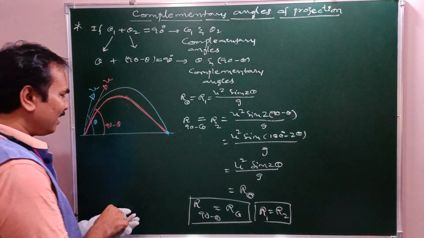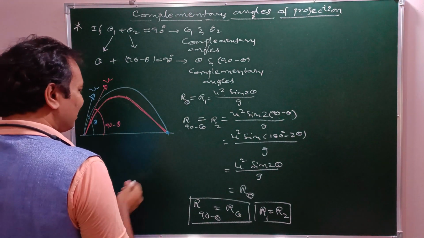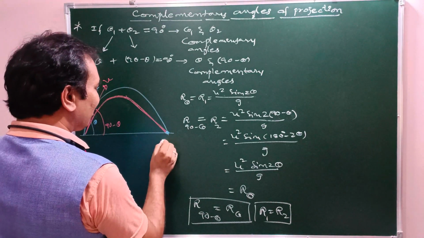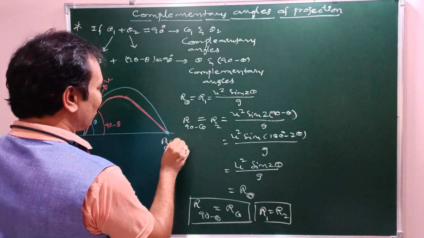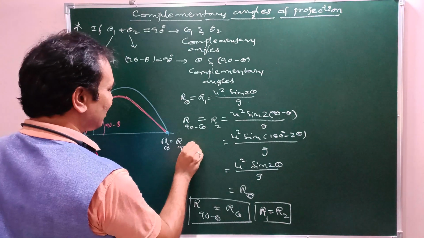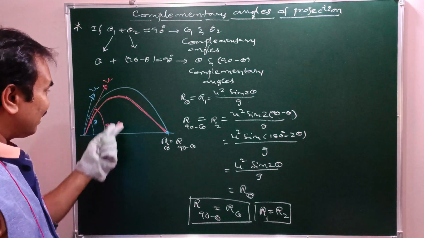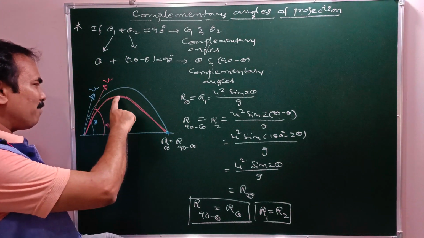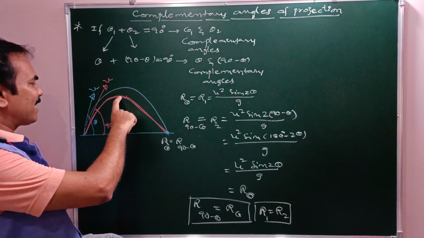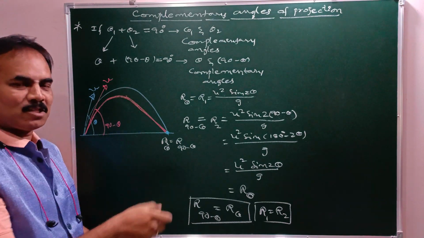So here R at theta becomes equal to R at 90 minus theta. Am I right? But the maximum height is different. See, this is the maximum height for the second projection, and this is the maximum height for the first projection.